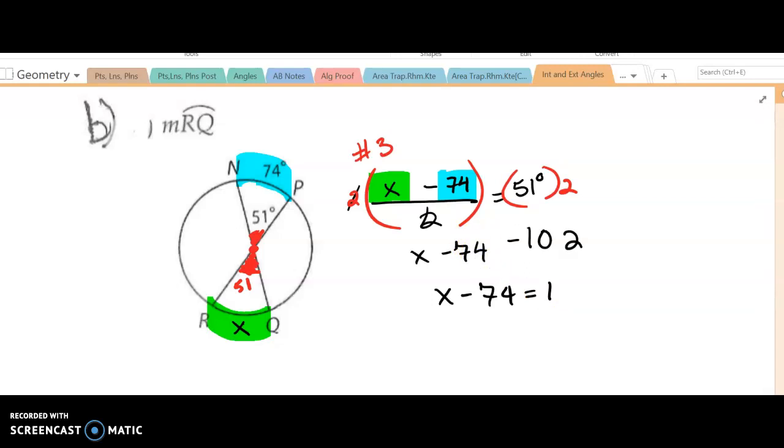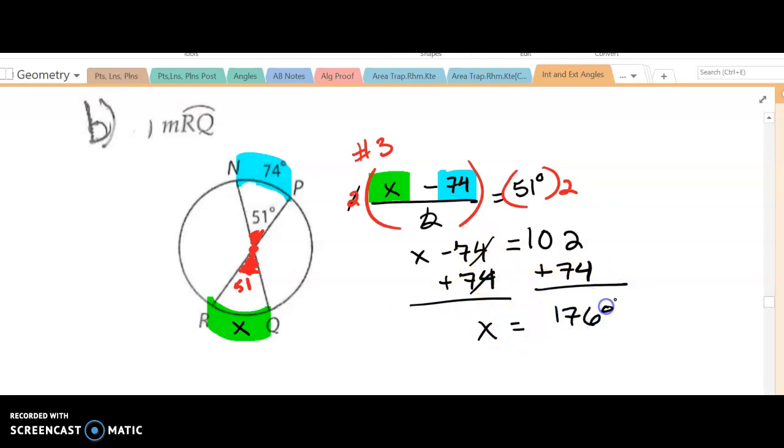So we had x minus 74 equals 102. Then we just need to get x by itself, so add 74 to both sides. These cancel out, and we get x to be 176 degrees for that arc.